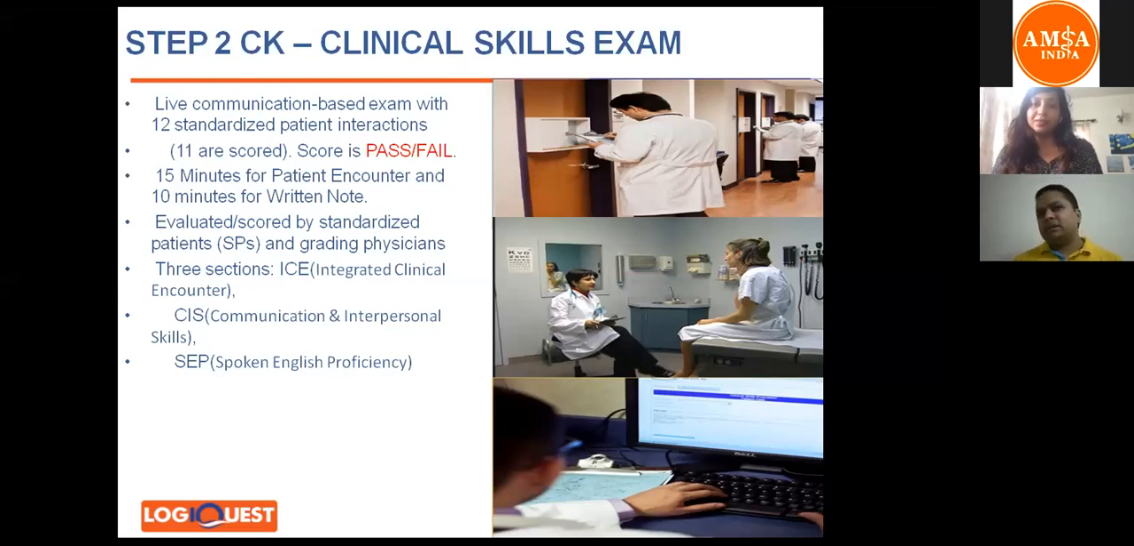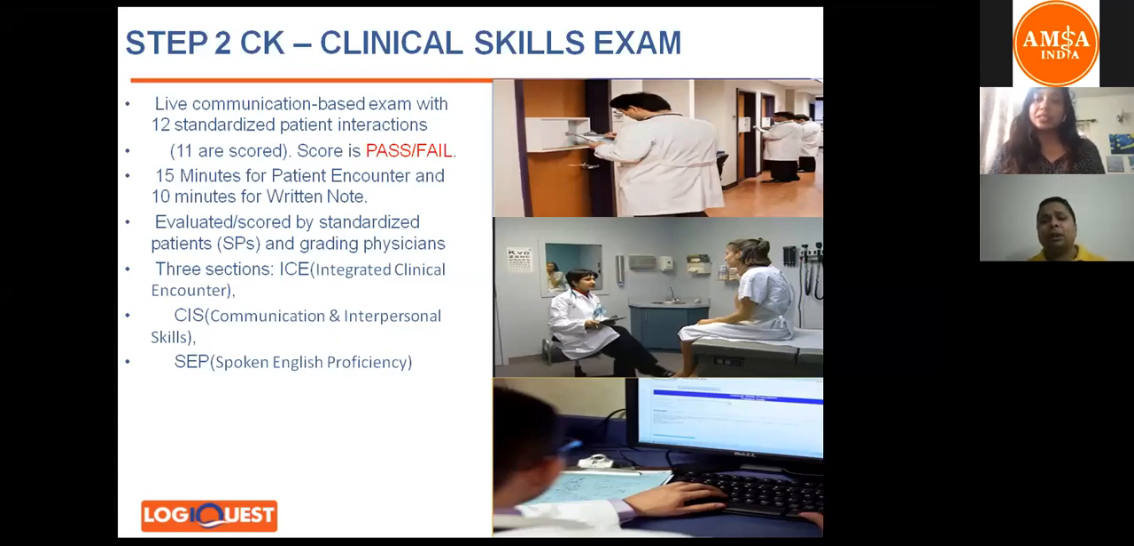Because you might address the patient in a particular way, which is quite normal in this part of the world, but which could be offensive in the western part of the world. The mannerism that they follow and what we follow, they are poles apart. So you should not make this mistake of directly jumping into the Step 2 CS exam before you are well adapted with the culture of that particular country, right?